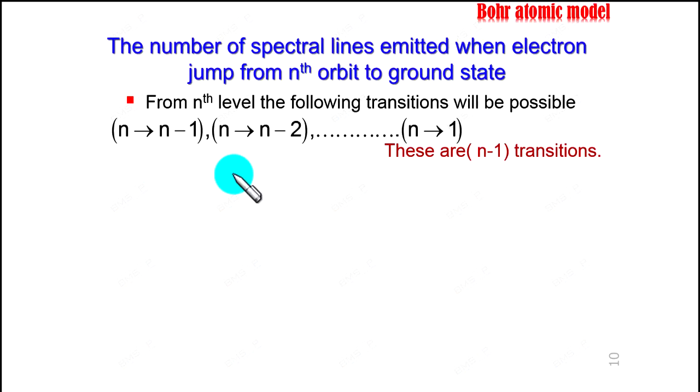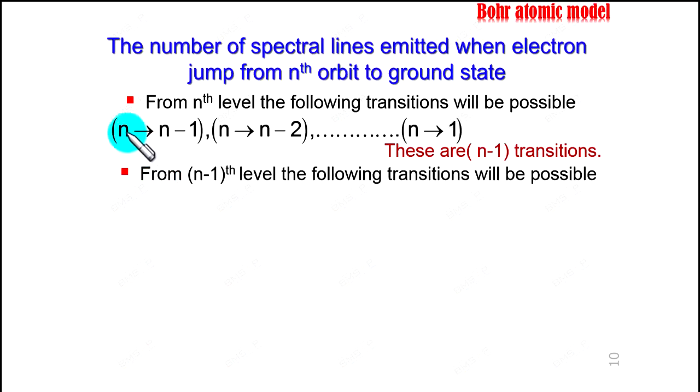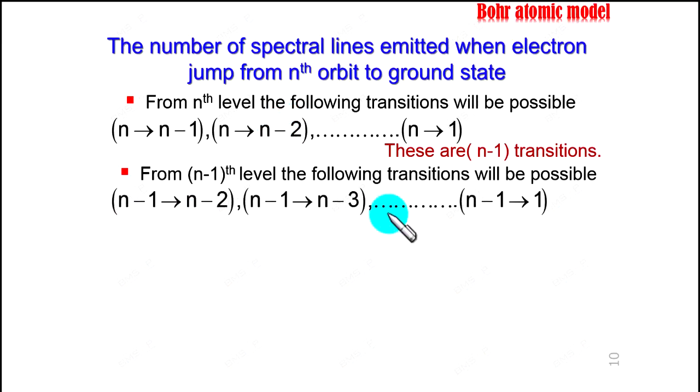Now, let us find the number of possibilities when the electron starts moving from n minus 1, that is the nth level, to n equal to 1, that is the ground level. In place of n we can substitute n minus 1, here will be n minus 2, here n minus 3, and like this, finally n minus 1 to 1. And if we count here, there will be n minus 2 transitions, right.